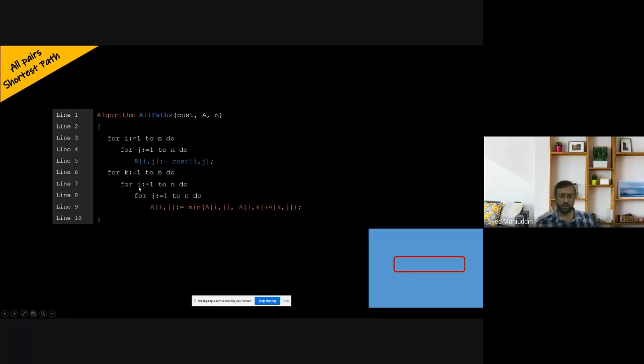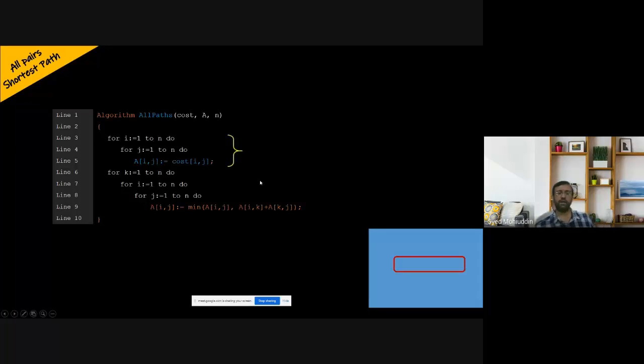So these two nested for loops are inside another for loop over k, and this is the same equation: A of i comma j is equal to minimum of A of i comma j, and A of i comma k plus A of k comma j. Here we don't say A0, A1, A3 matrix. Everything happens in the same A matrix, because the algorithm is a programmatic way. So this A matrix will get updated every time the for loop runs or the iterations happen.